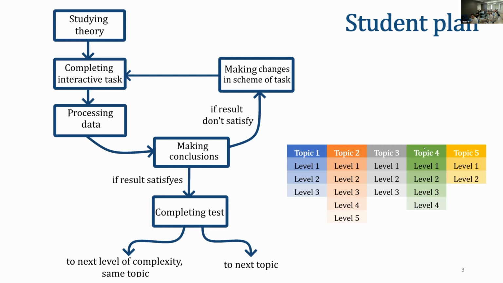So the student plan consists of different topics, and each topic has different levels of complexity. And after completing one level, a student can move to another level or move to another topic.